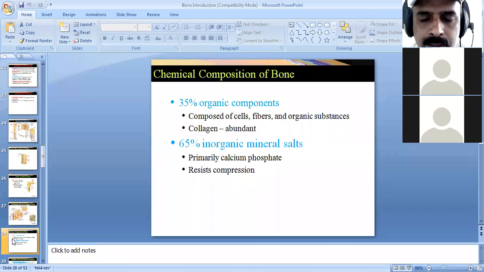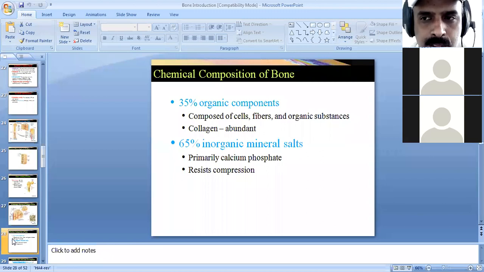When this cartilage is deposited with calcium salts, that gives the desirable strength. The strength is due to the calcium deposition on the cartilage, and then it becomes hard and tough, that is, a strong bone.